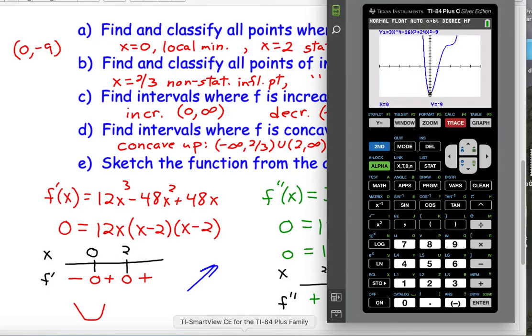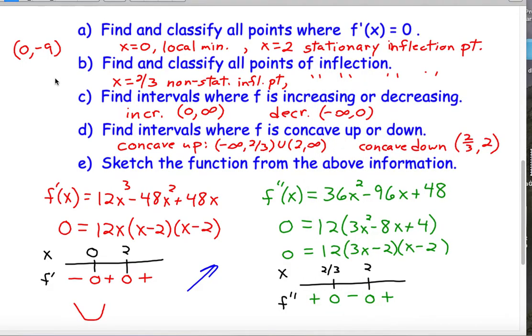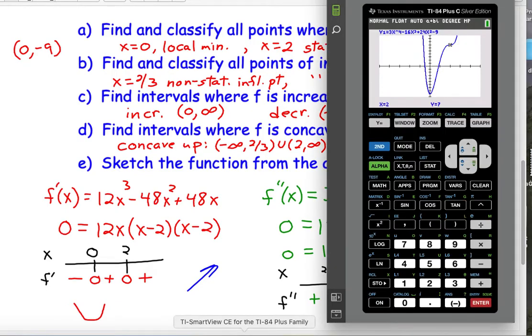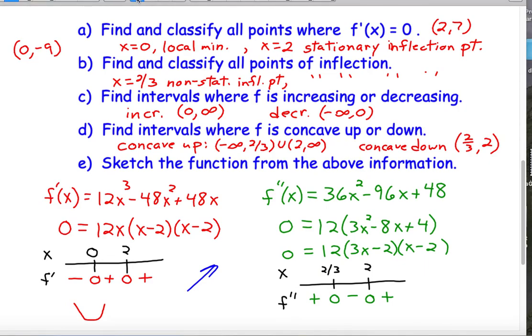And then at x equals 2, we've got y equals 7. And so that was our stationary inflection point. So that's the point 2, 7. And then at 2/3, we have our non-stationary inflection point right there. So it's changing from concave up to concave down at that point. And then at 2, it's changing from concave down back to concave up. So 2/3 was about -2.481. We've got all those.